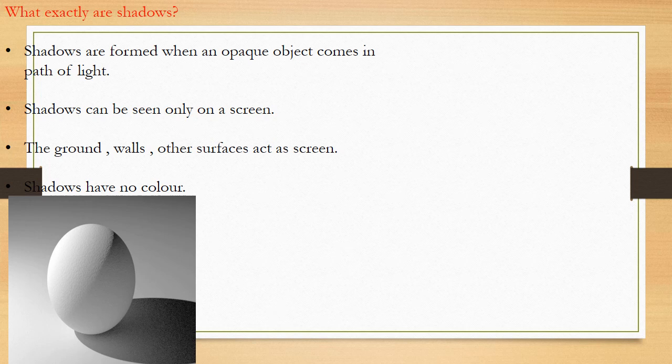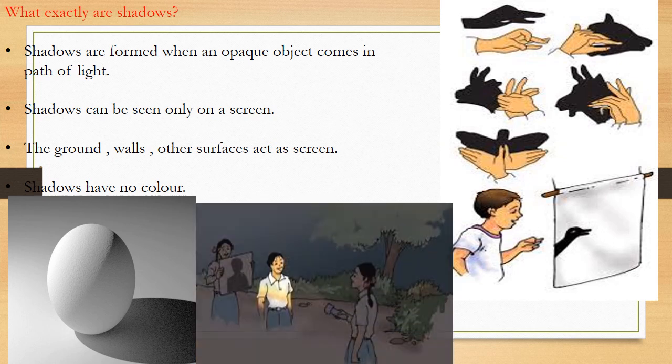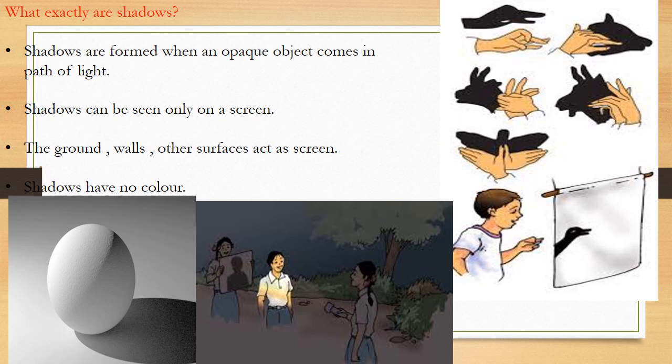Then, in case of the shadows, you always require a screen. Shadows can be seen only on a screen. You can see the picture, right? You can make different kinds of shapes of animals on the wall. Only if the screen is present it can be done. Otherwise it is not possible. Similarly, for the formation of shadows, the ground, walls and other surfaces can act as the screens. If the screen is not present, sometimes the walls, the ground, etc., can act as the screen.